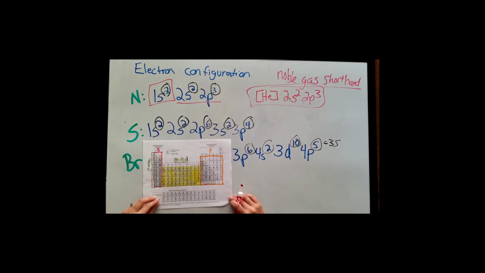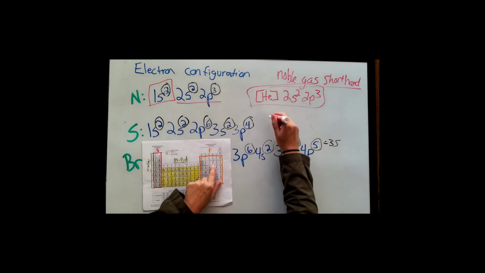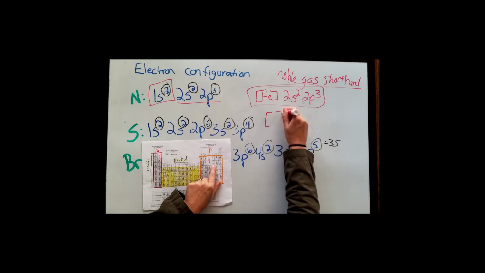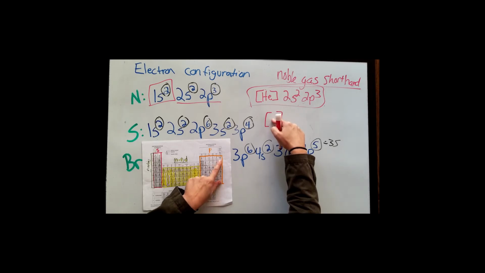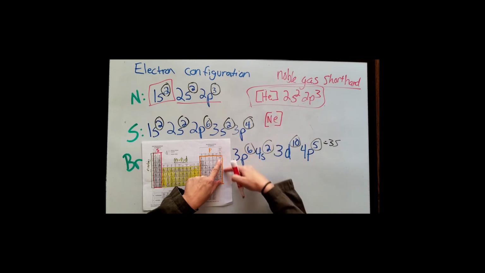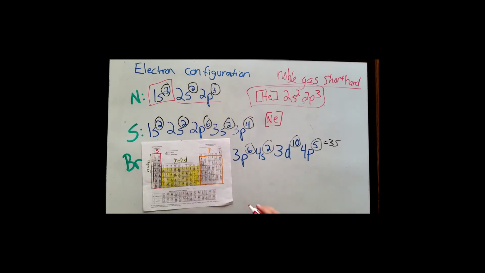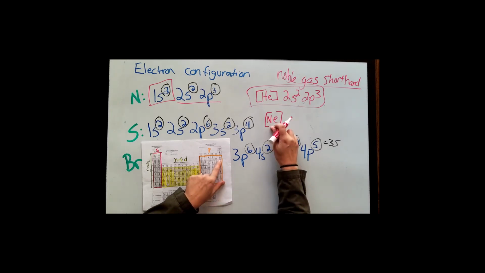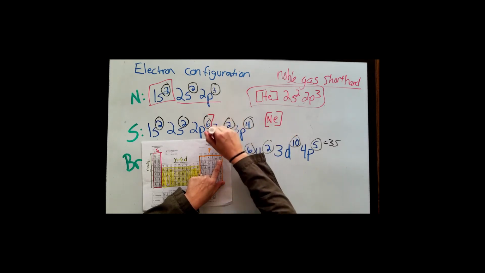So for sulfur, it's in period 3. The noble gas shorthand way, I'm going to do brackets, and I'm going to put the noble gas in the row above sulfur. So the noble gas in the row above sulfur is neon. Remember, the noble gases are this last row here, group 18. So when I write neon, what I'm describing is this whole section here.